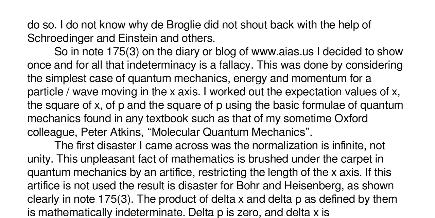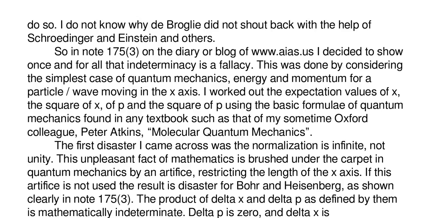So in note 175.3 on the blog of AIAS.us, I decided to show once and for all that indeterminacy is a fallacy. This was done by considering the simplest case of quantum mechanics, energy and momentum for a particle wave moving in the x-axis. I worked out the expectation values of x, the square of x, of p and the square of p, using the basic formulae of quantum mechanics, found in any textbook such as that of Atkins' Molecular Quantum Mechanics. The first disaster I came across was that the normalization is infinite, not unity.